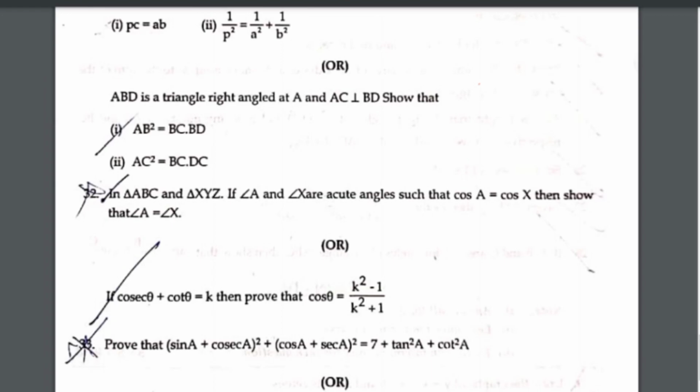Cosecant theta plus cot theta equals k, then prove that cos theta equals k square minus 1 by k square plus 1. If you don't know any problem like this, please learn today only. This back-to-back question you can observe on my screen. These both problems are very important. That is k square minus 1 by k square plus 1, and 7 plus tan square A plus cot square A. These are the problems from exercise 11.4, question numbers 7 and 10.